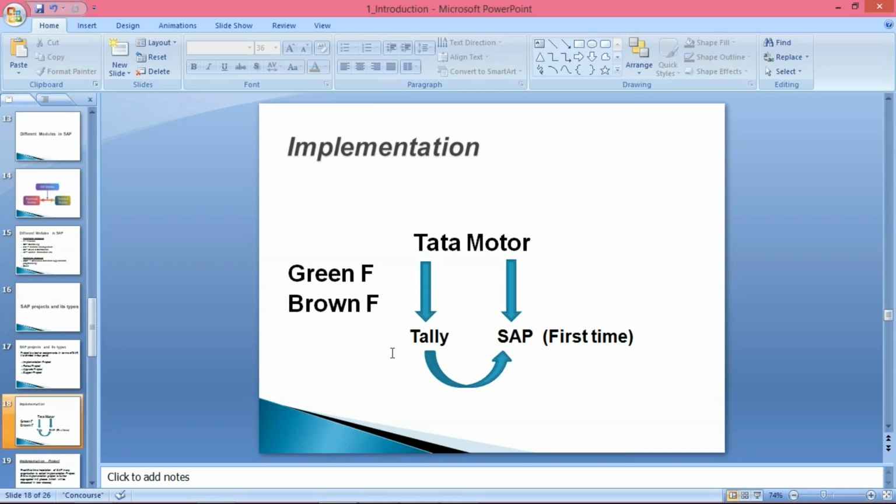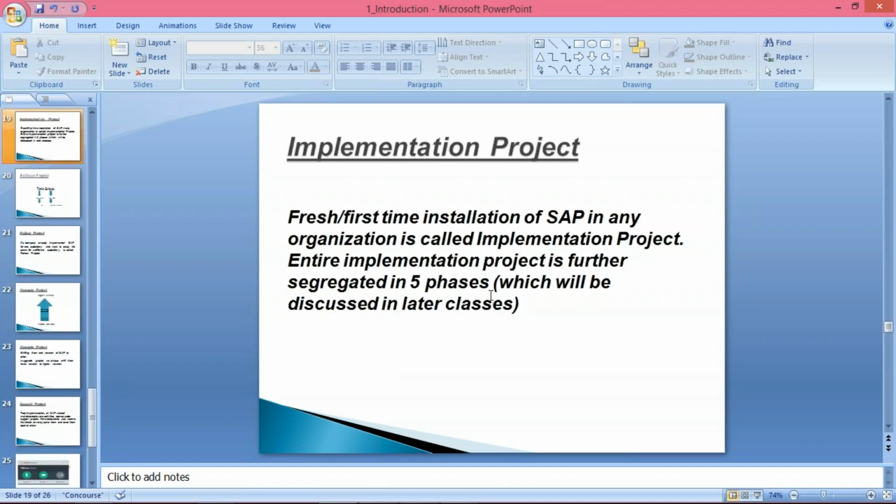First time installation in any organization is called an implementation project. That's what I have specified in the definition here: fresh or first time installation of SAP in any organization is called an implementation project. Now the entire implementation project is further segregated into 5 phases. This will be discussed later. From the next class onwards, those things are going to be discussed: what those phases are and what is the need to segregate this project into 5 phases.